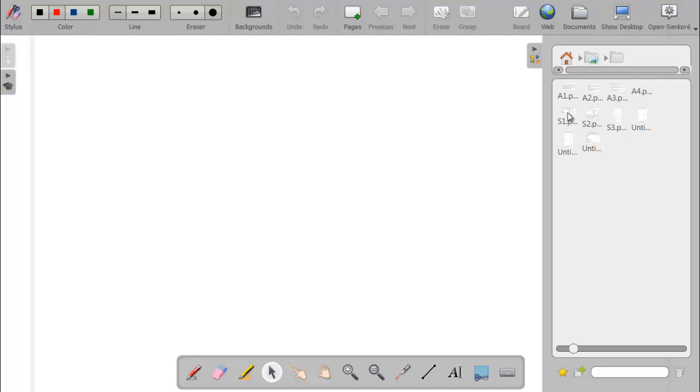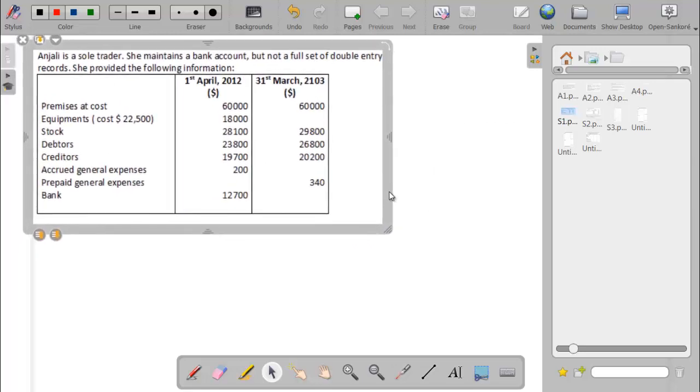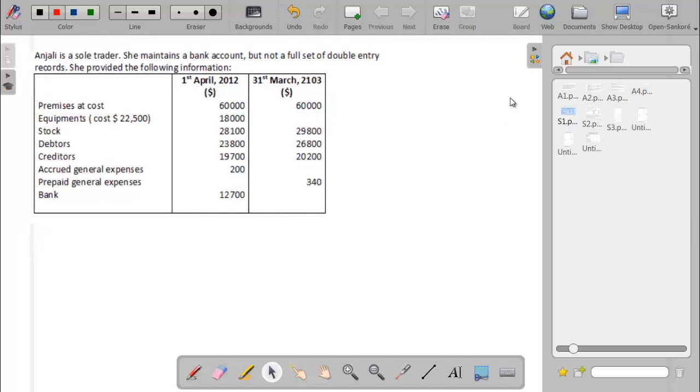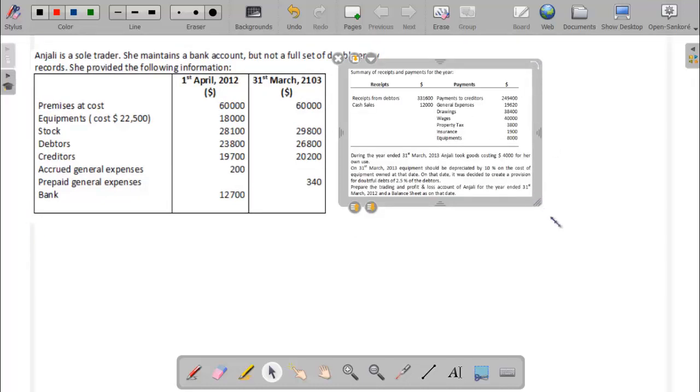Today we will solve one question from the chapter Incomplete Records, and this is our question, one part of the question, and the second part of the question is this one. So this is the complete question.